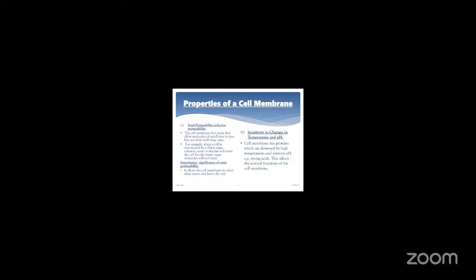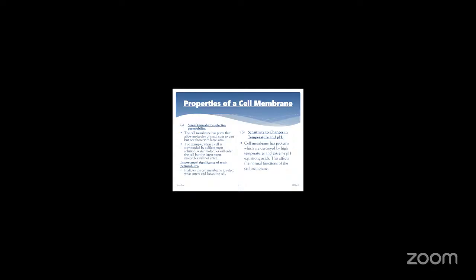We said permeability is the ability to allow materials to pass through. But when you talk about semi, it means some materials will pass through and others won't. Why? Because of the size of the pores of a cell membrane. So therefore, a cell membrane is semi-permeable or has selective permeability, meaning it allows materials which can fit into the pores to pass through, while those that are bigger than the pores will only remain on the inside or outside of the cell. It will not pass through the pores.